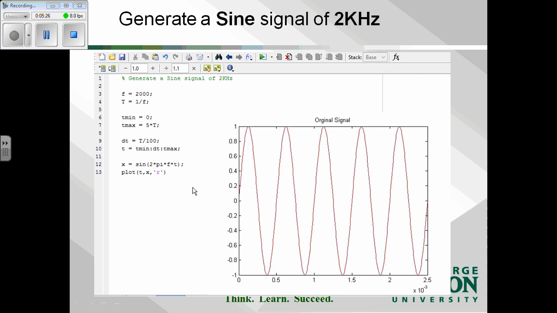Okay, so we start with a simple MATLAB code, and we can generate the sine. Again, we define our frequency. We know the period is 1 over the frequency, and that gives us our parameters for our sine curve. We want to go from time 0 to time 5 times t. Our step size, dt, in this case we want 100 steps. So getting from here to here, we took 100 data points. And we just generate our plot the way we always would in MATLAB.